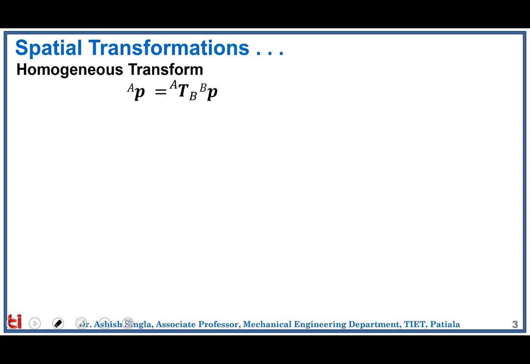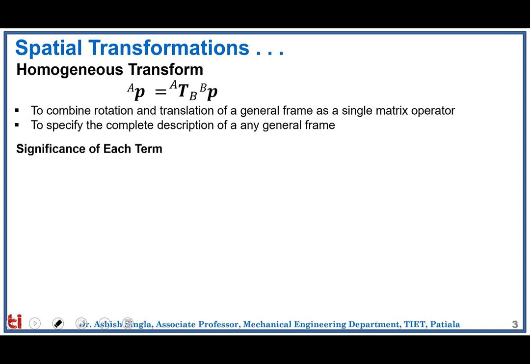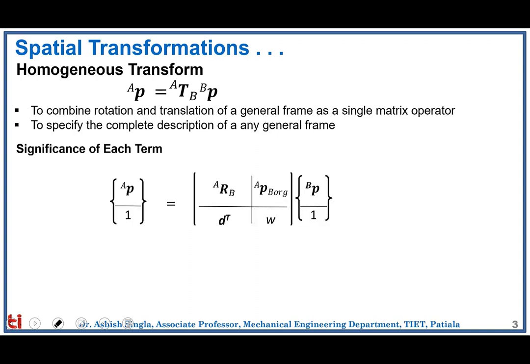First of all, regarding the homogeneous transform, which is given by this equation, where ATB represents a 4x4 matrix, which is used to represent both rotation as well as translation of any general frame with respect to the universal frame. In other words, this homogeneous transform can be used to specify the complete description of any general frame. The four different components of the homogeneous transform are as follows, where this whole matrix is 4x4, this is a 3x1 vector, and finally this is a 1x1 scalar.